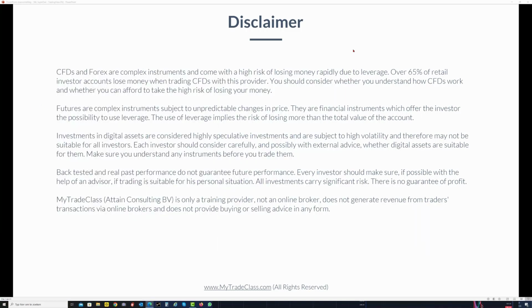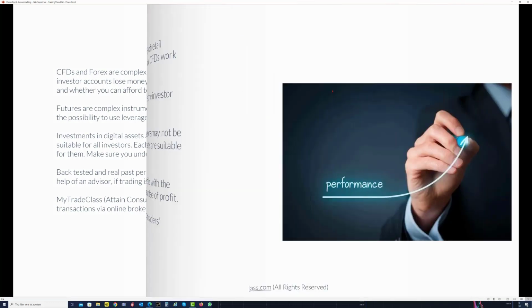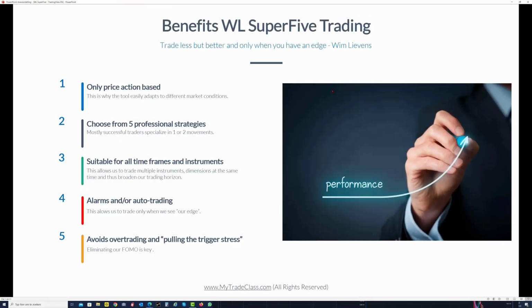Furthermore, I can say to you that we provide training only, that I am not affiliated with any broker or trading platform, which means that I am neutral. The SuperFive tool is very, very popular in Europe, and now finally also available on TradingView. So we'll leave it at that, and let's begin.